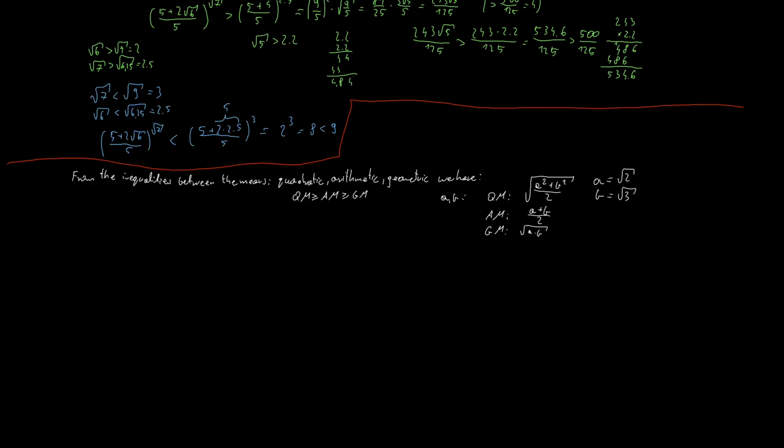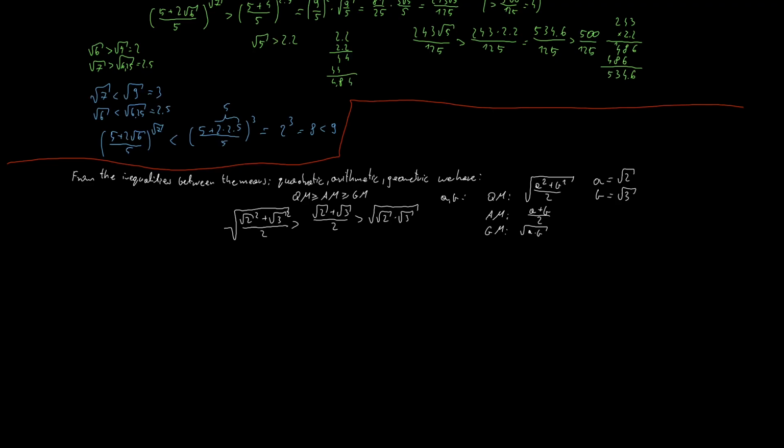Then we have square root of 2 to the power of 2 plus square root of 3 to the power of 2, divided by 2, is more or equal, but equal is only when a and b are equal, but they are not. So it is more than square root of 2 plus square root of 3 divided by 2. And it is more than square root of 2 times square root of 3.